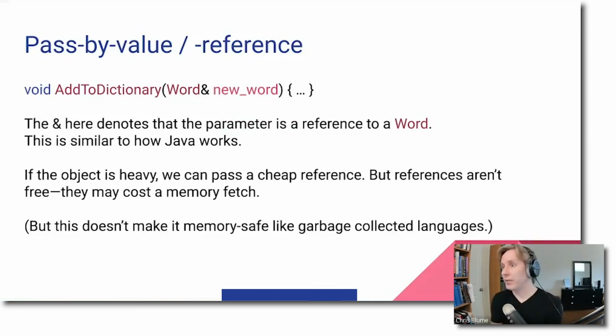If I want to allow somebody to make changes, then I can add an ampersand after the type. Now it's an actual reference. This is pass by reference, coincidentally. But I want to point out, even though I'm using the word reference, that does not imply reference counting or any sort of garbage collection or memory safety. It's basically just a pointer, and you do not gain any safety because it's a reference.